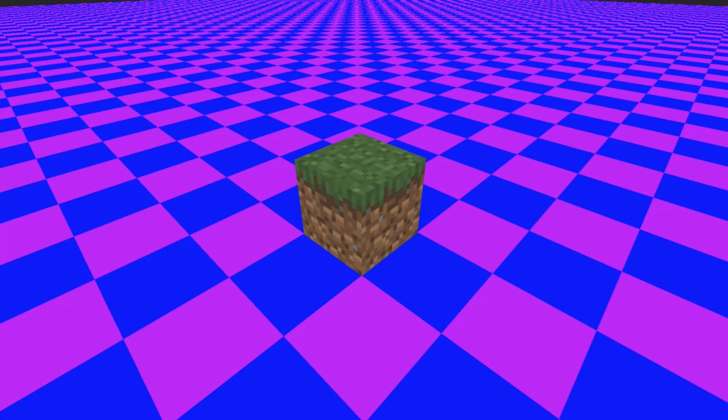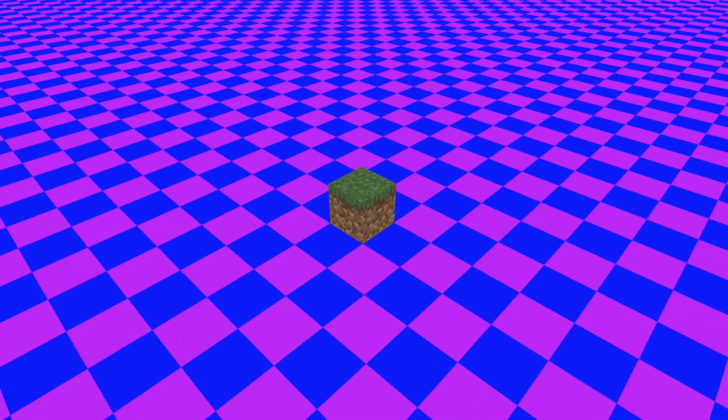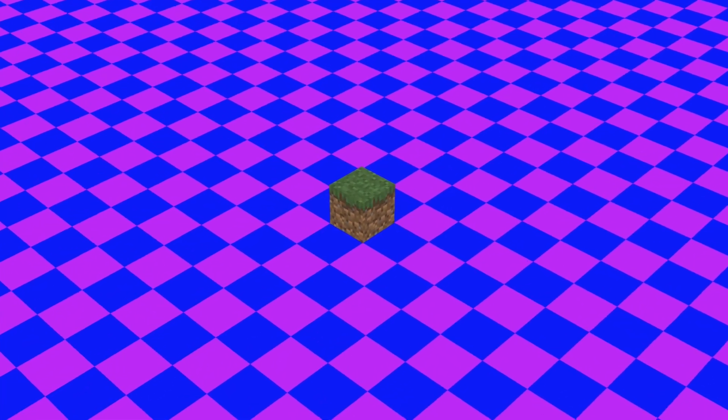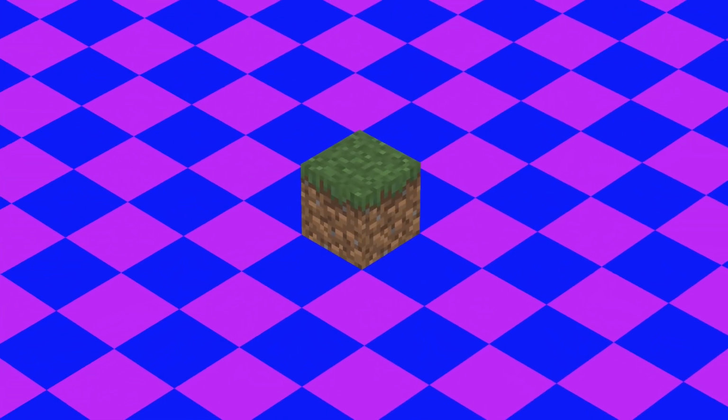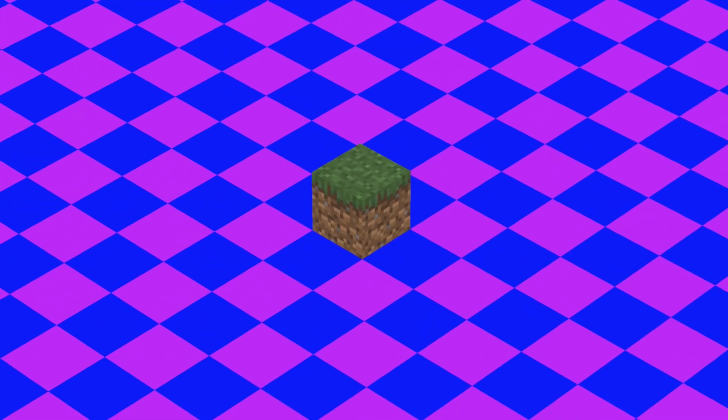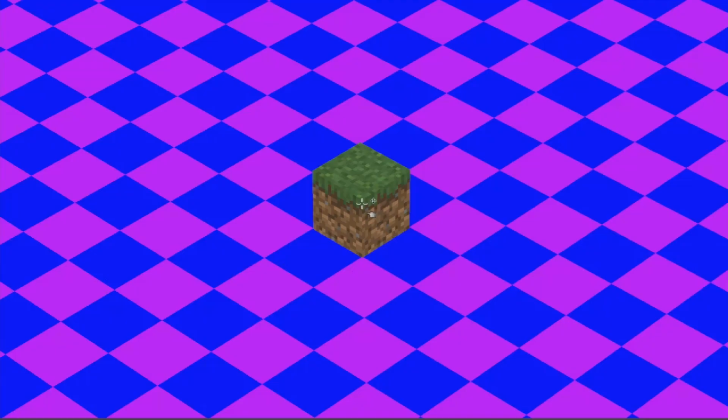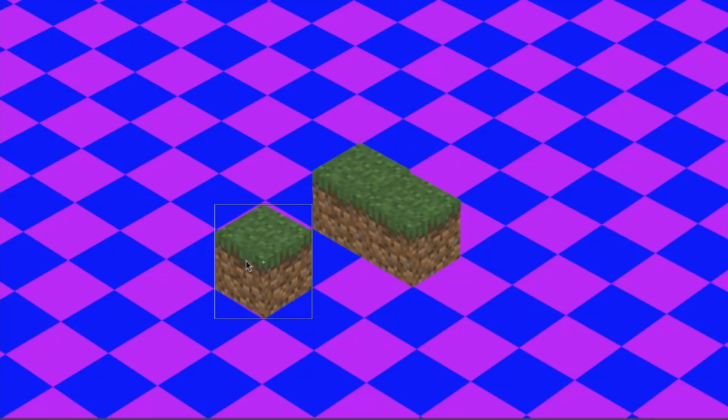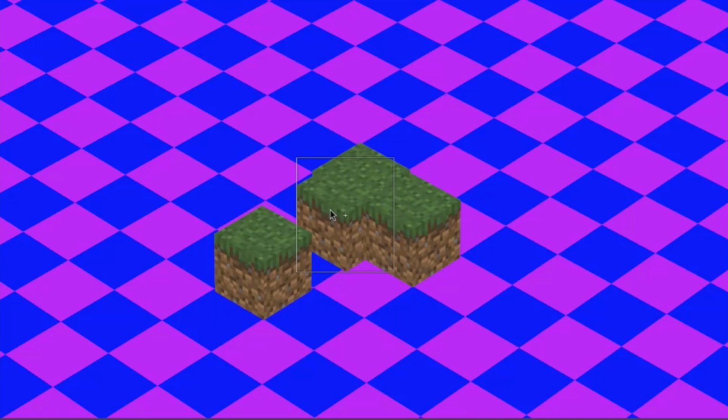But if we switch to a grid with an orthographic projection, we'll notice that all blocks retain the same proportions, no matter how far or how close we get. Also notice that parallel lines remain parallel. This makes it super easy to tile levels, objects, characters, anything.